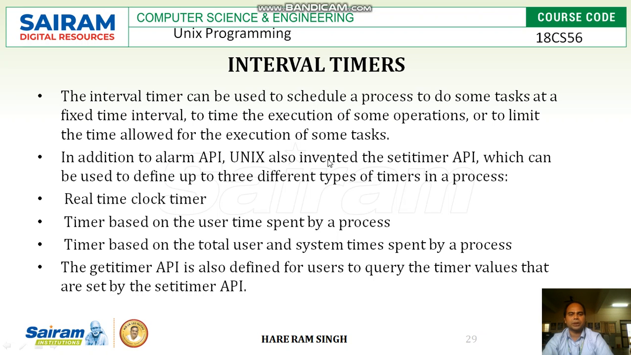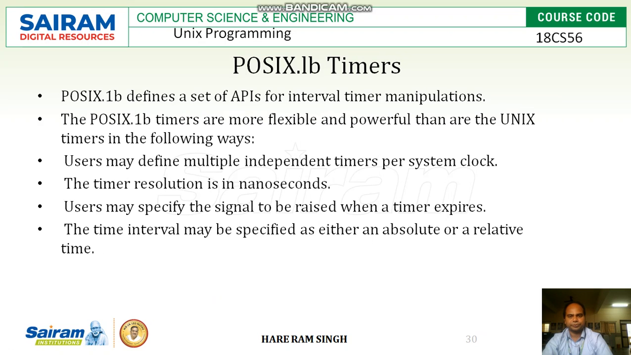In addition to the alarm API, Unix also invented the setitimer API, which can be used to define three different types of timers in a process: a real time clock timer, a timer based on the user time spent by the process, and a timer based on the total user and system times spent by a process. The getitimer API is also defined for users to query the timer values that are set by the setitimer API.